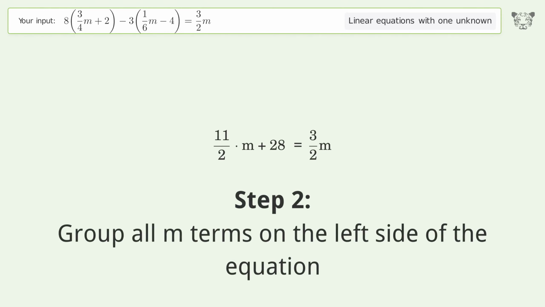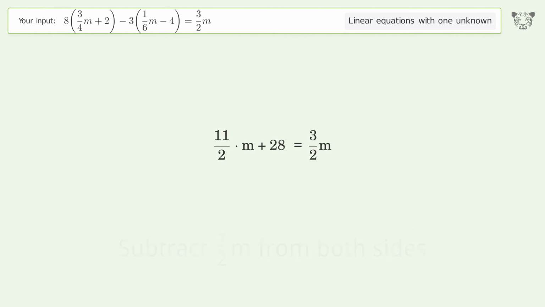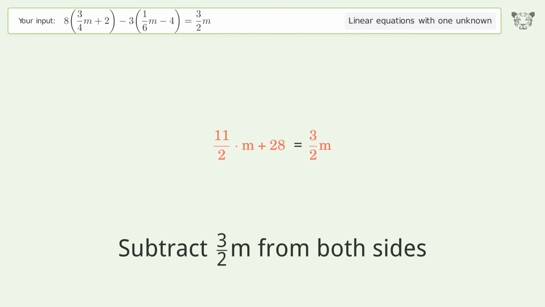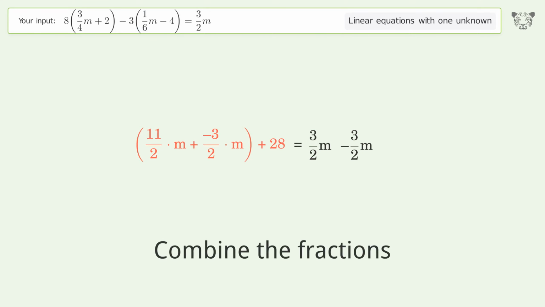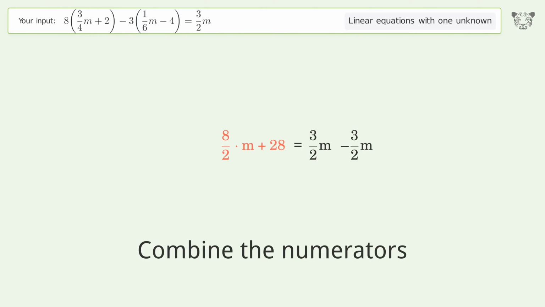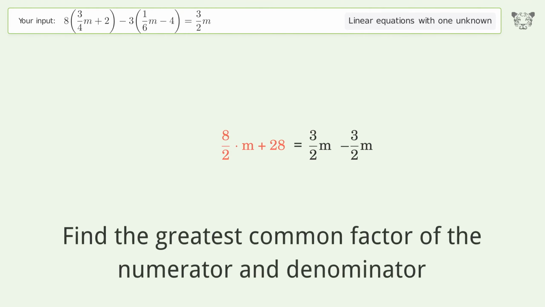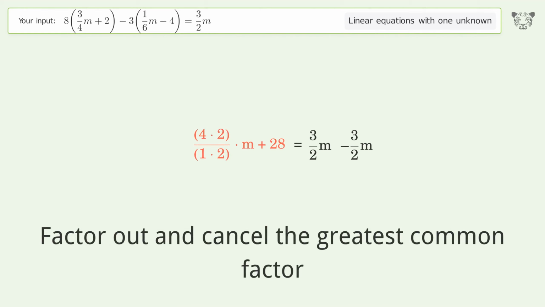Group all m terms on the left side of the equation. Subtract 3/2m from both sides. Group like terms. Combine the fractions. Combine the numerators. Find the greatest common factor of the numerator and denominator. Factor out and cancel the greatest common factor.